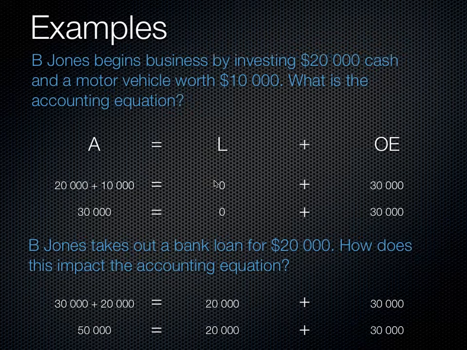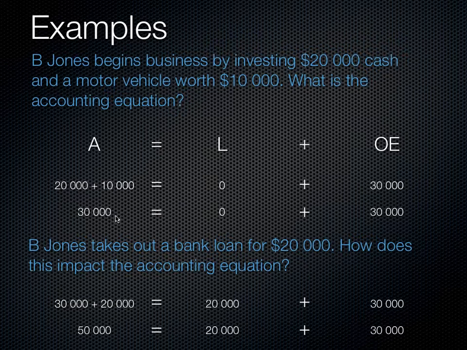Do we have any liabilities? Well, no. We don't owe anything to anybody at this point. However, we do have this $30,000 of owner's equity. Why? Well, because both of these two things, the assets that we have, how did we get them? They were invested by the owner. So that means the business owes that much back to the owner, and we record that in owner's equity.